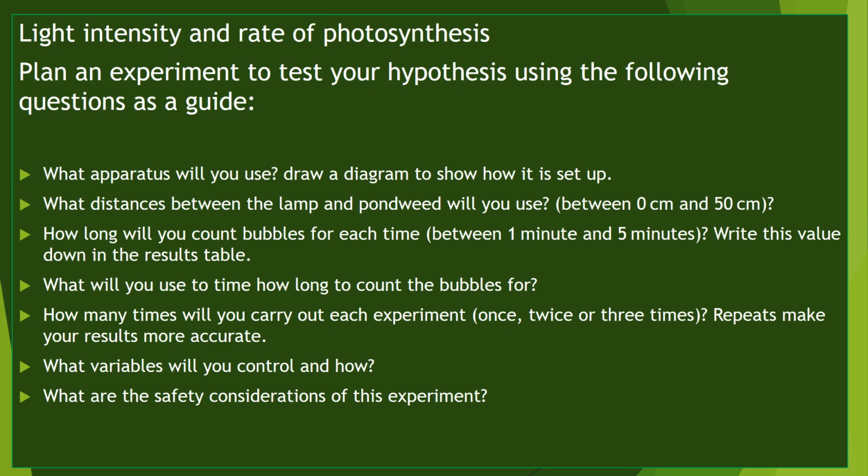You might also want to get the same person counting the bubbles to reduce the effects of human error. You may want to make sure that between moving the lamp each time, you keep the lamp there for 3 minutes to allow the pondweed to acclimatise to the new light intensity. What effect would any of these have if you didn't keep them the same? This is something for those of you working at grade 4 or above: you need to think about explaining in your answers.